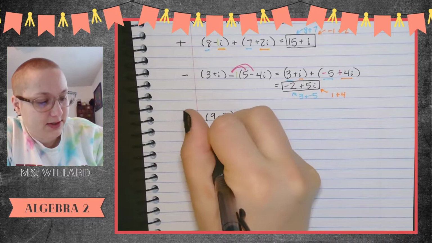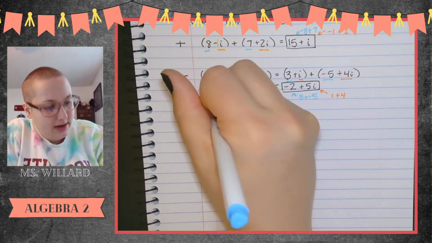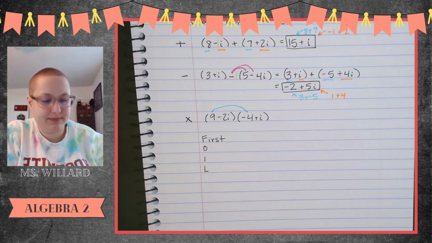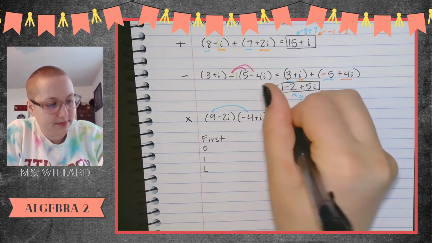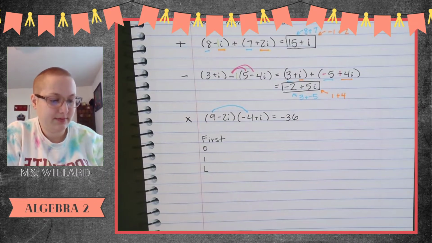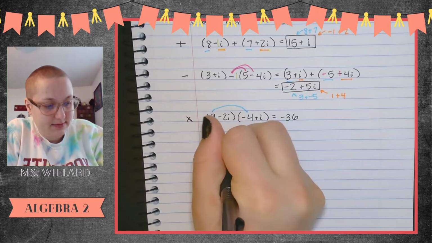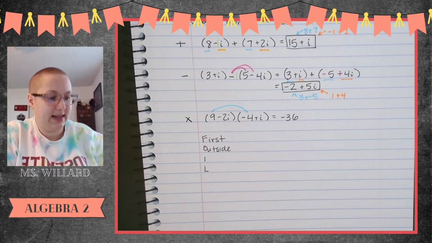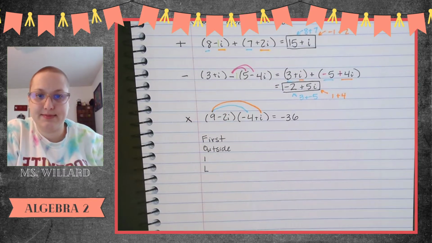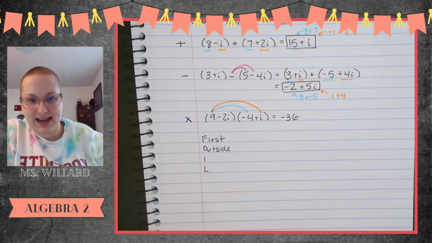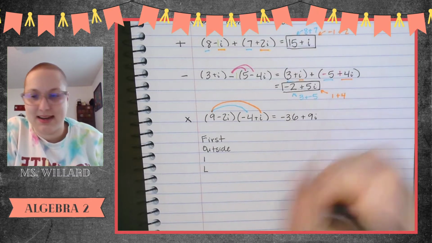We do the first two numbers together. So I'm going to do 9 times negative 4, which would be negative 36. And then we do the outside numbers. So that's the 9 times i. 9 times i is just 9i. Don't get too caught up on it. It'd be like 9 times x is 9x.